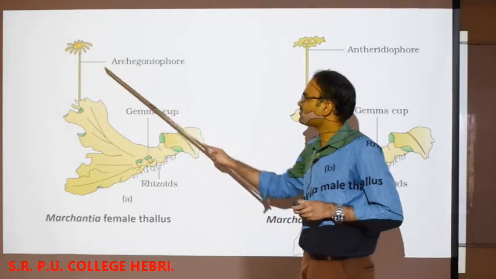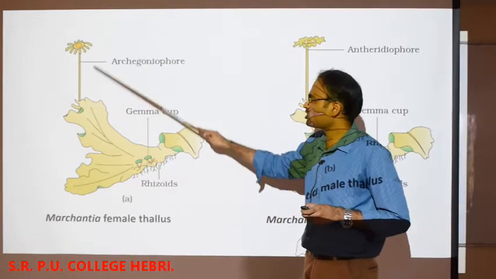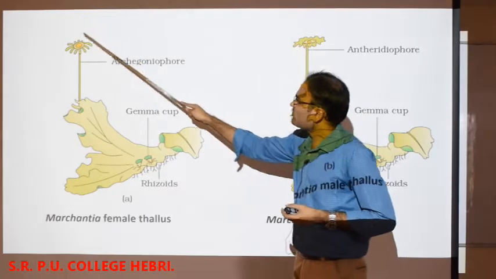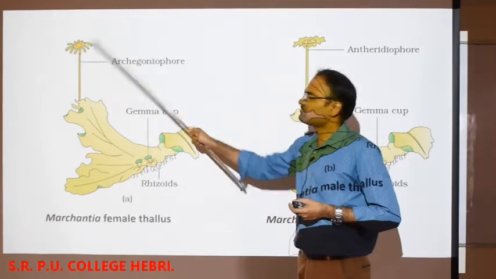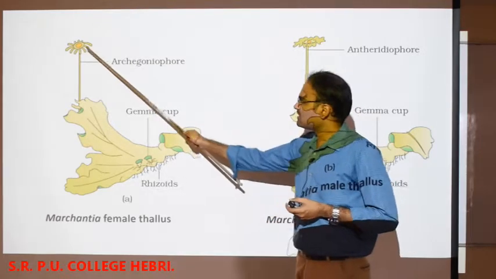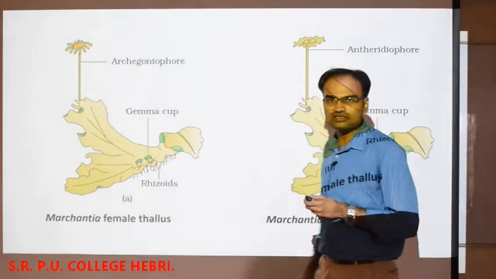This archegoniophore is the stalk of this, it gives support. So within this structure, as it is a female thallus, egg cell will be produced. Understood? Inside this structure egg cell production happens.